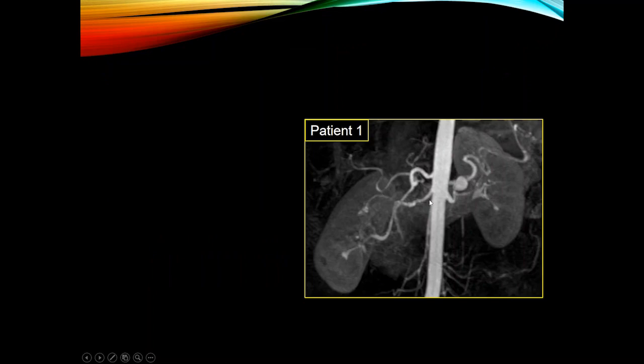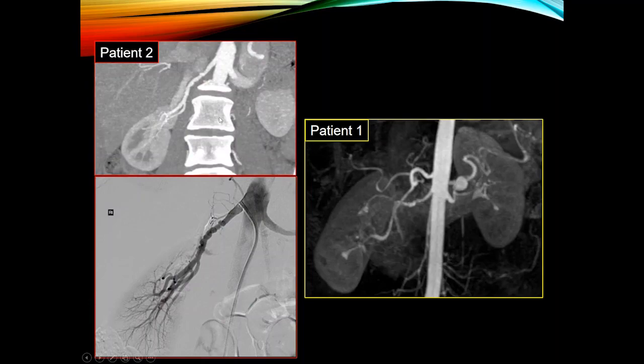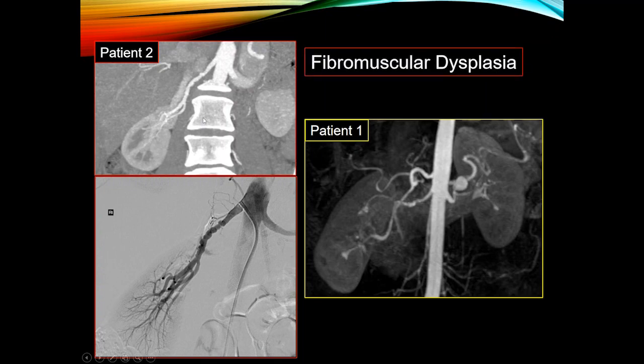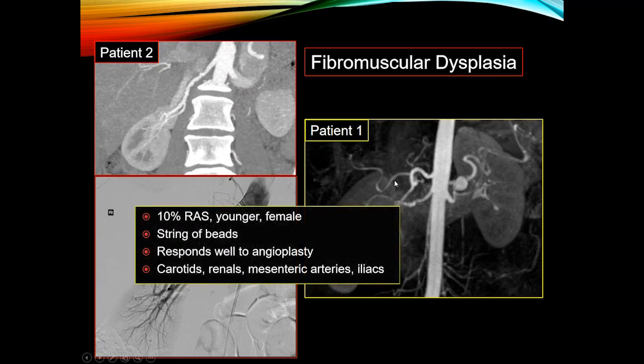Here's a patient, this should look familiar at this point, where we see beading in the right renal artery and this aneurysmal dilatation of the left renal artery in a middle-aged female patient. Another patient with similar diagnosis, again, this beaded appearance, and this is classic fibromuscular dysplasia, just emphasizing, again, not just narrowing, but we can see aneurysms from this disease process.